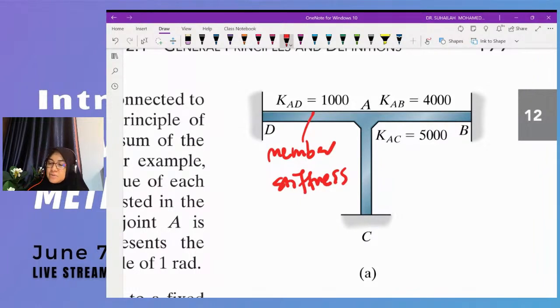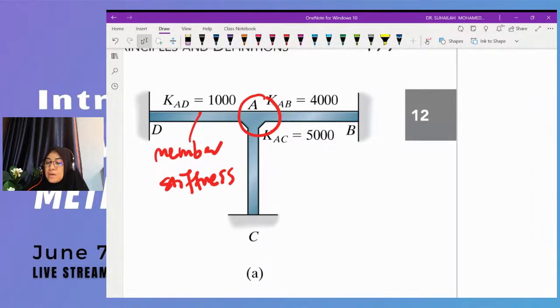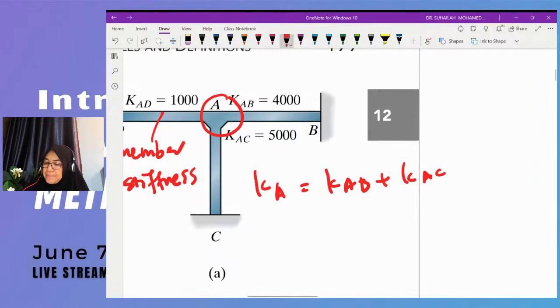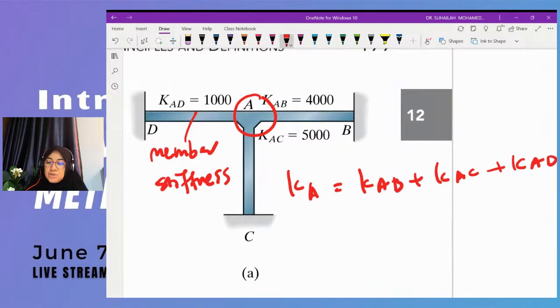So joint stiffness refers to A. It means that for the joint stiffness, we have Ka, which is Kab plus Kac plus Kad. This is joint stiffness.